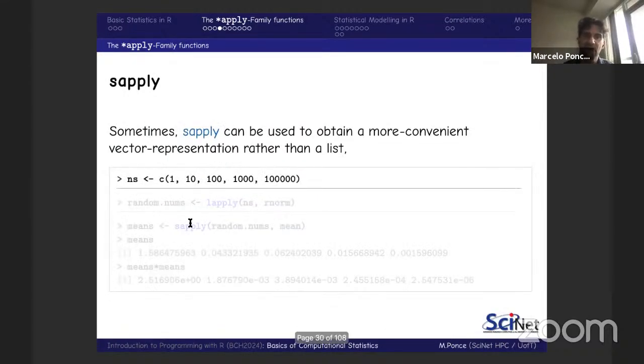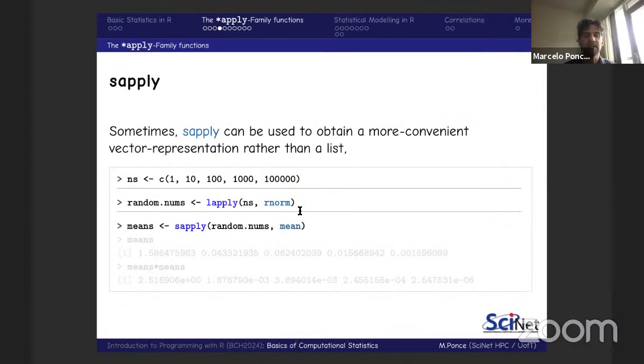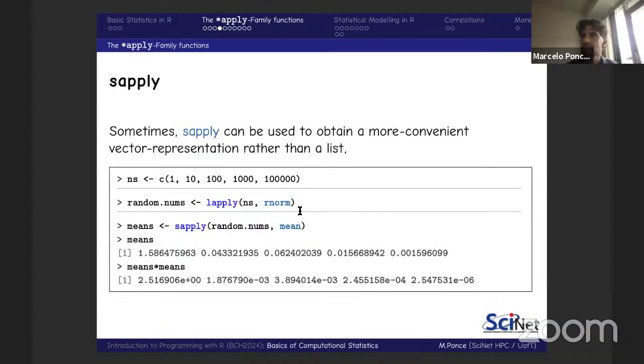So again, I have in my number of samples vector here, 1 to 100,000, my random numbers exactly as before, and now instead of using lapply for the last point, where we compute the mean, I'm going to use sapply here. And if I look at the means now, I get numbers. And this is useful because now I can operate with them. I can, for instance, compute the means squared, and I get the numbers just like that. Okay, so the only difference between lapply and sapply is that the output of sapply, instead of being structured as a list, is structured as a vector.